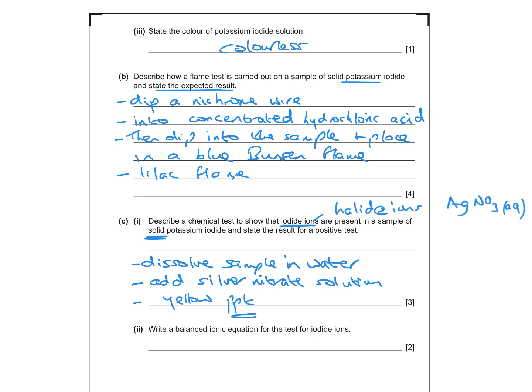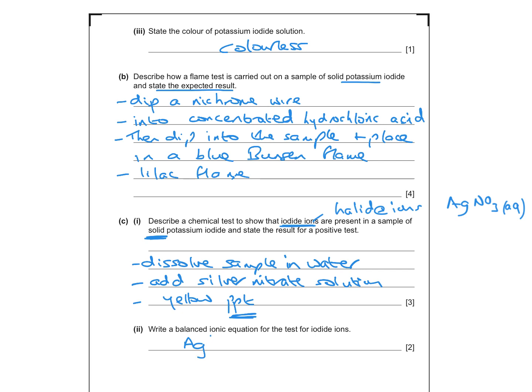Remember, a precipitate is a solid that forms in a liquid during a reaction. Now, the balanced ionic equation for this, all of these reactions of the halides with silver nitrate follow a very, very similar chemical equation.